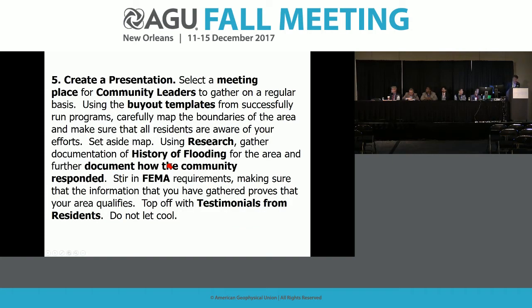Then we created our presentation. We selected a meeting place for community leaders to gather on a regular basis, using buyout templates from successfully run programs. Carefully map the boundaries of your area and make sure that all residents are aware of your efforts. You set aside that map. Using research, gather documentation of the history of flooding for the area, and further document how the community responded. Stir in FEMA requirements, making sure that the information you have gathered proves that your area qualifies.